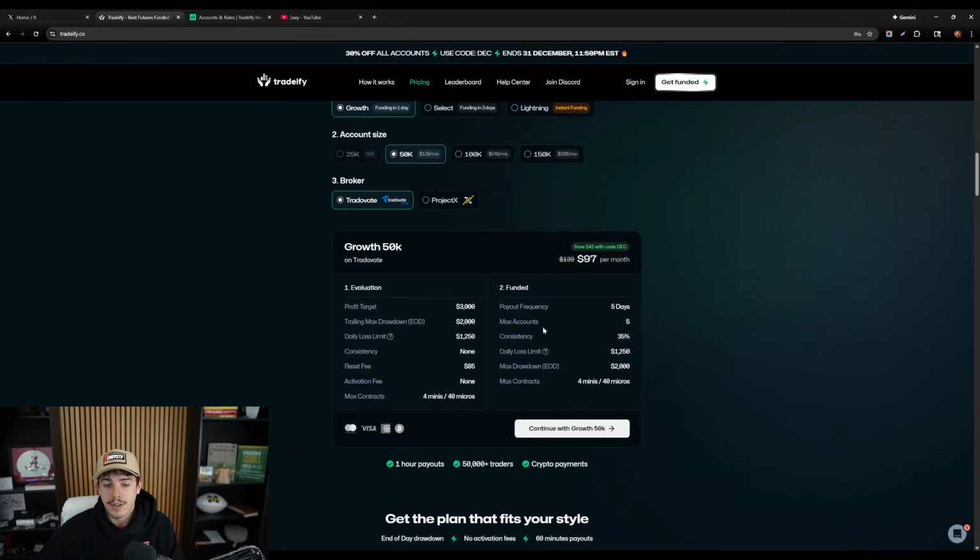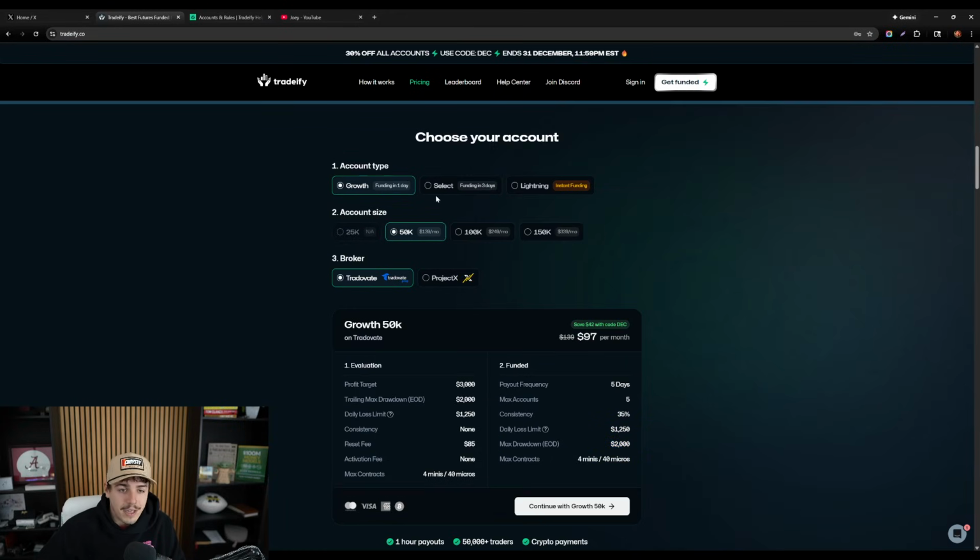And then when you get funded, you get a payout every 5 days, 35% consistency rule. So basically all that means is whatever your total profit is on your account, you can't have a single day that you made 35% or more than 35% of that total profit. Okay. Still the daily loss limit and the end of day drawdown. So same deal there.